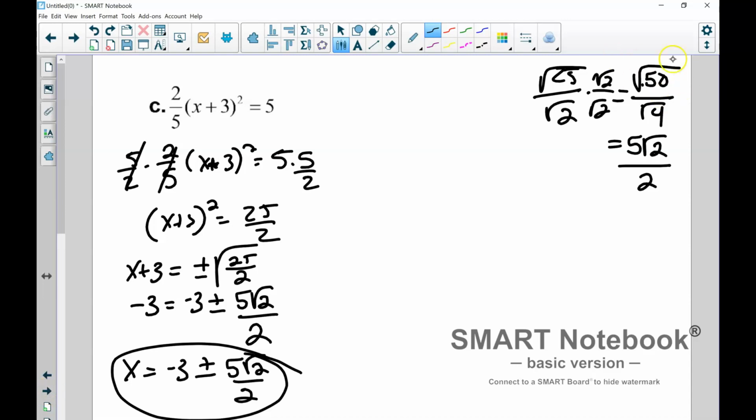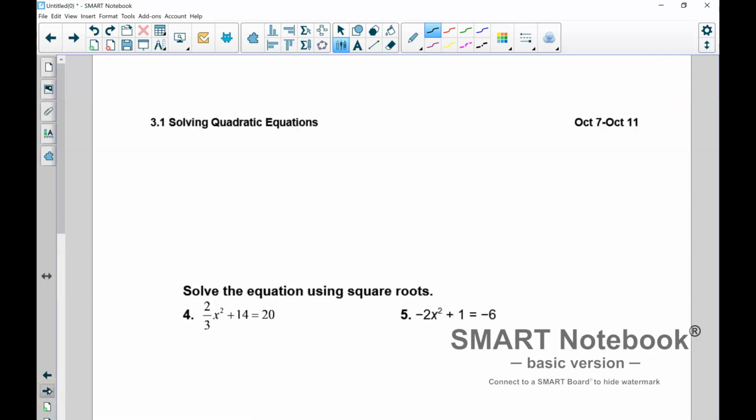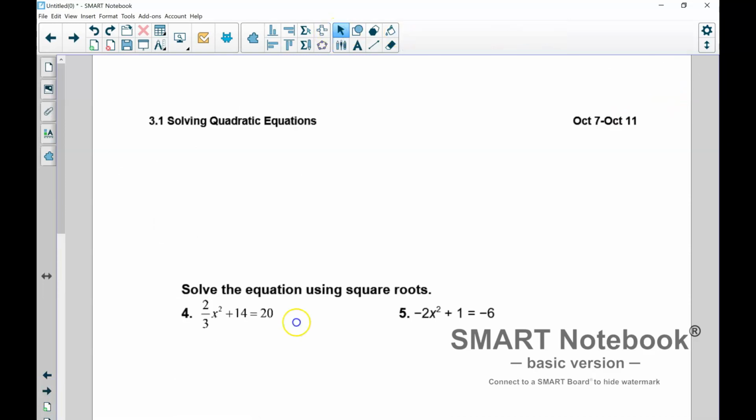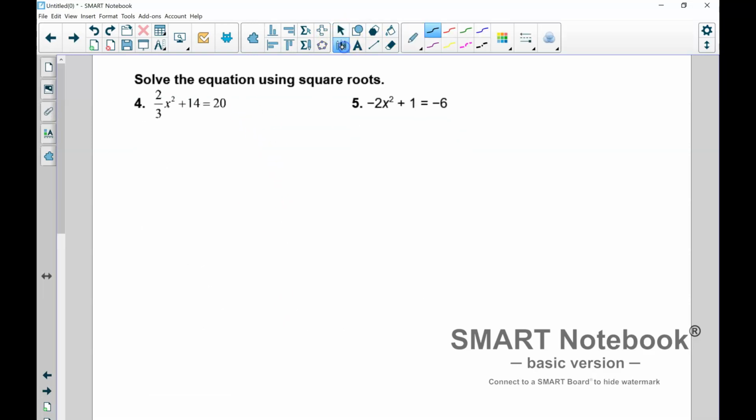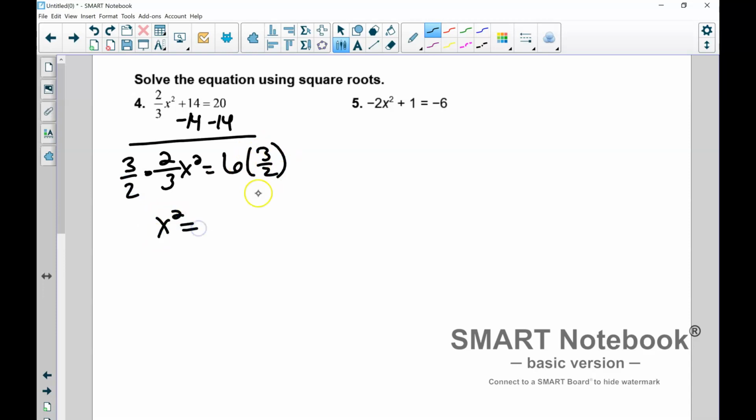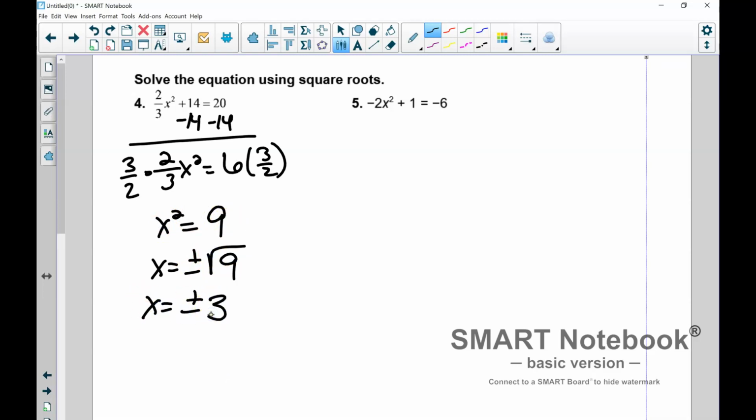This is going to require you guys to remember how to reduce your square roots. Alright, let's see what these do. Alright, solve the equation using the square roots. So again, I'm going to subtract 14 from both sides. 2/3 x squared equals 6. Get rid of that. X squared is equal to 6 times 3 is 18, divided by 2 is 9. X is equal to plus or minus the square root of 9. Took the square root of both sides. X is equal to plus or minus 3. Well, that one worked out nice.